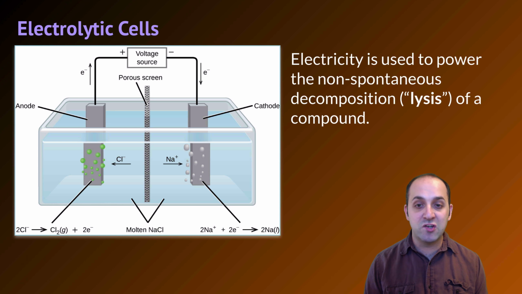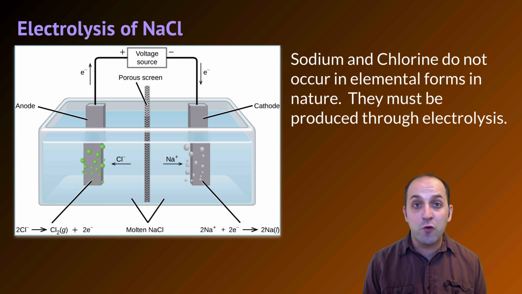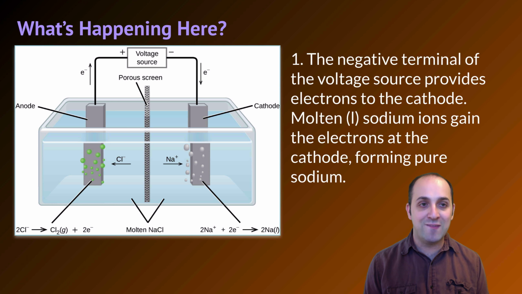Another term for decomposition is lysis, and so because we're using electricity to carry out the lysis, we get electrolytic cells. This diagram shows the electrolysis of NaCl. Sodium and chlorine are both incredibly reactive and they do not occur in their elemental forms in nature, but we can produce them in the laboratory in an electrolytic cell. Let's take a look and see what's happening here.